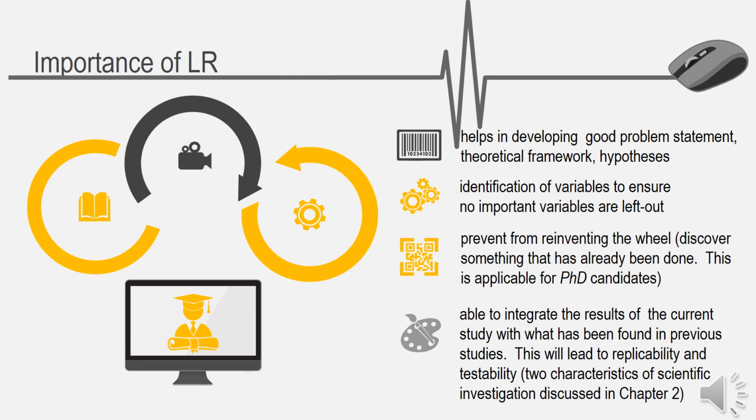Third, the LR prevents us from reinventing the wheel, that is, discovering something that has already been done. By assessing a vast number of literatures, we will be able to find the gap of the study. Lastly, the LR can help us in integrating the results of our study with what has been found in previous studies. This will lead to replicability and testability, two characteristics of scientific investigation discussed in the previous subtopic.